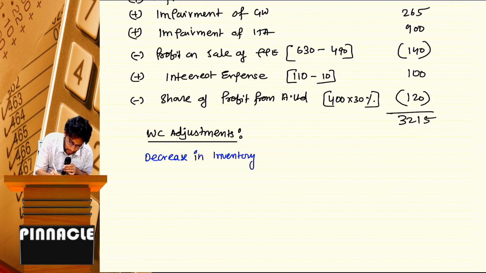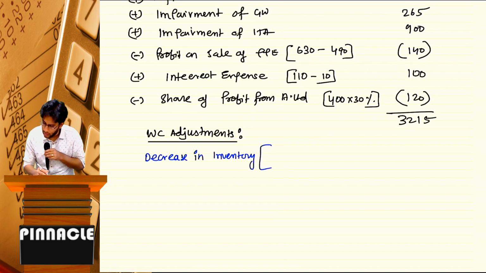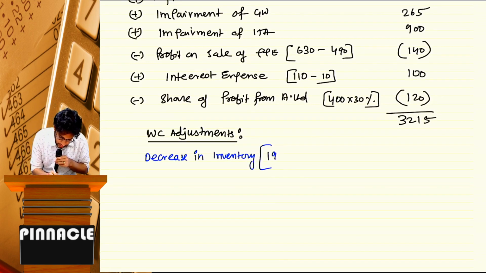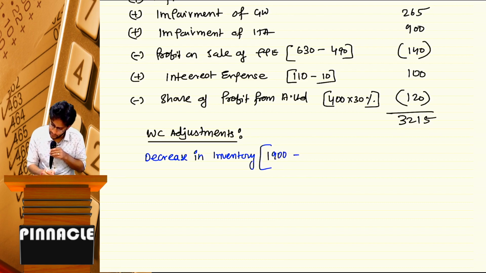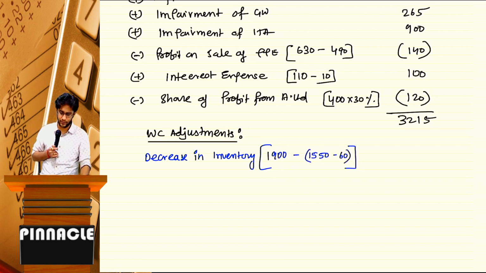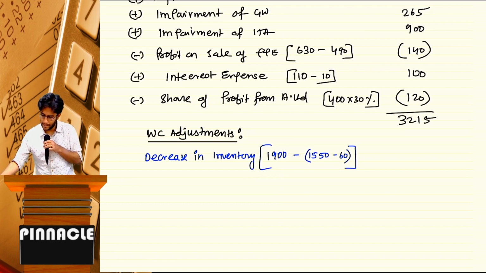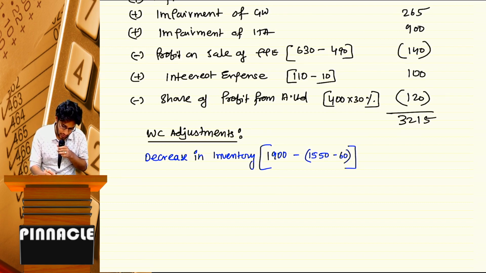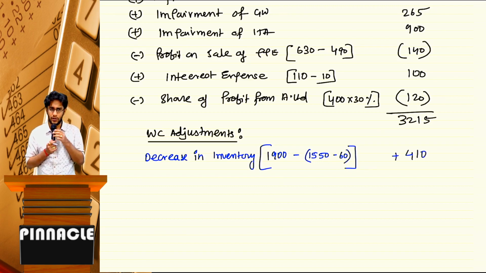You write exactly like how I am writing. Last year inventory is 1900 minus 1550 minus 60. This you put in normal brackets. Now you do the comparison. That is 1490, so 410. This is add on, decrease in stock, inflow.